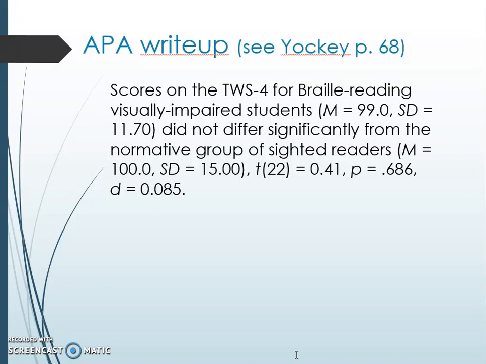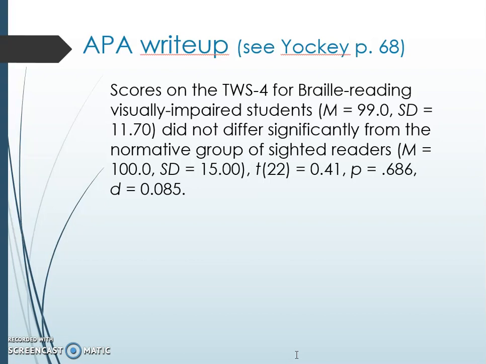Did not differ significantly from the normative group of sighted readers, and then it gives the mean and standard deviation of that group. Now the mean is 100, and the standard deviation, they define that like IQ tests, and I think I discussed this briefly in class. IQ tests have a standard deviation set to 15, so I put that information in there. And then they give the actual statistical data.